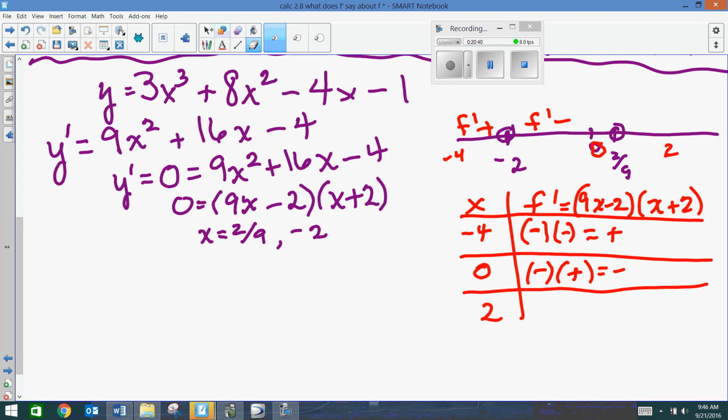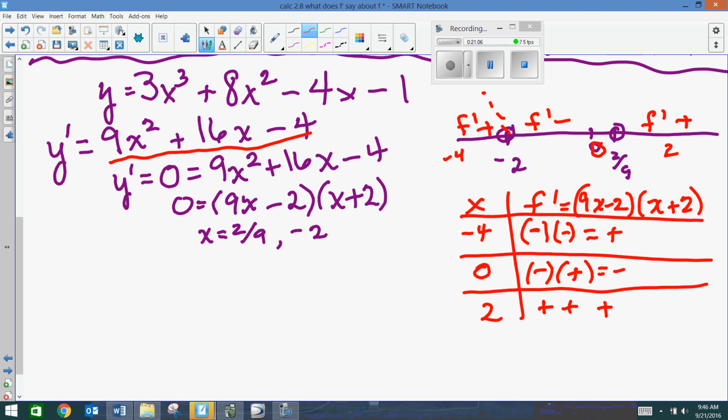Now I'm plugging in a 2. 2 times 9 minus 2 is definitely plus, and 2 plus 2 is definitely plus, so f prime is definitely plus in that section. Remember, you're testing one number. Also, don't forget, this is a quadratic, so it is a parabola that opens up. This piece is going to be above the x-axis, this piece is going to be above the x-axis, and this piece is going to be below.